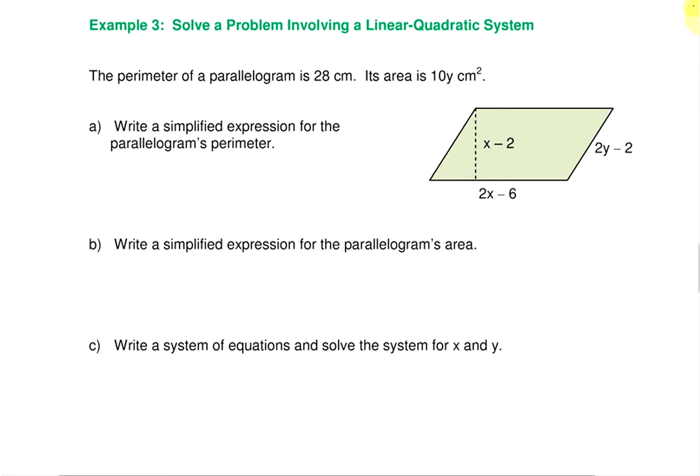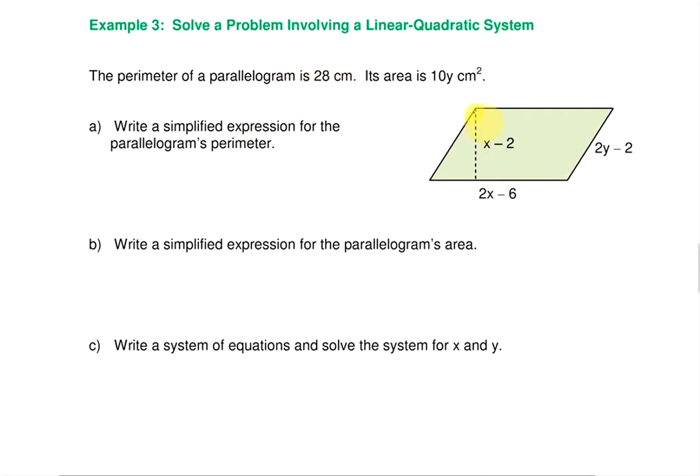Okay, example 3, solve a problem involving a linear quadratic system. So we're going to take a look at this example of a parallelogram, where the base is 2x minus 6, the side is 2y minus 2, and the altitude or the height is x minus 2. We are told in this problem that the perimeter of our parallelogram is 28 centimeters.